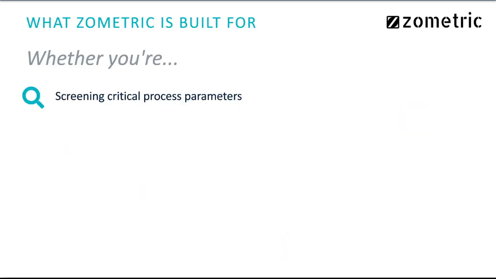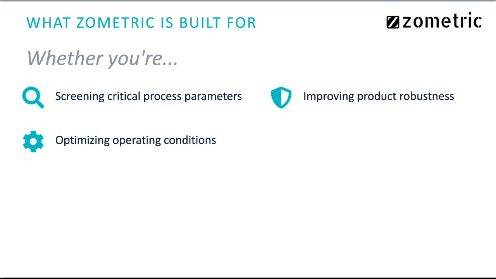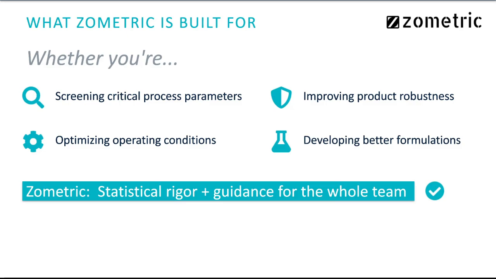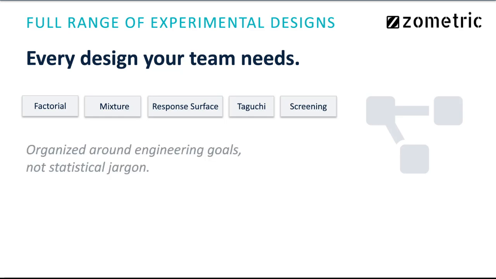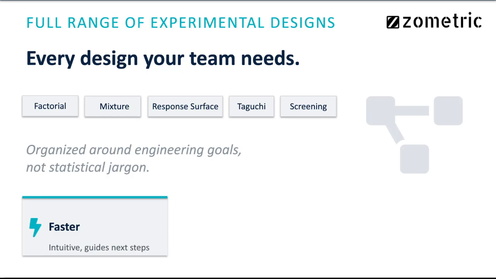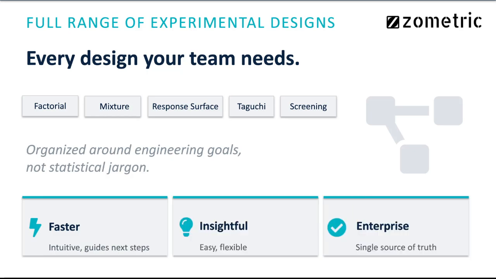Whether you're screening critical process parameters, optimizing operating conditions, improving product robustness, or developing better formulations, Zometric gives your team the statistical rigor of world-class DOE with the intuitive guidance that makes it accessible to the whole team, not just the Six Sigma black belt in the room. The module supports the full range of experimental designs, factorial, mixture, response surface, Taguchi, and more, organized around engineering goals, not statistical jargon. The result: faster experimentation, clearer insights, and decisions your entire organization can stand behind. Let's see it in action.